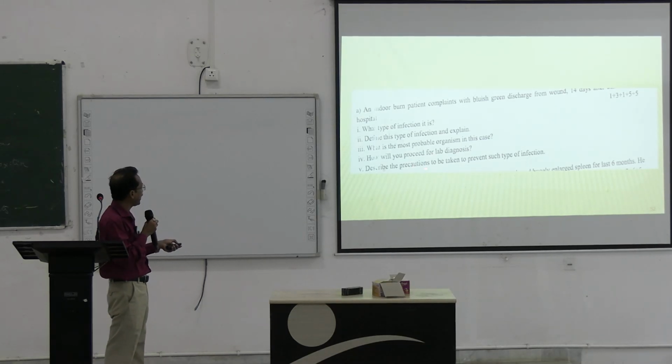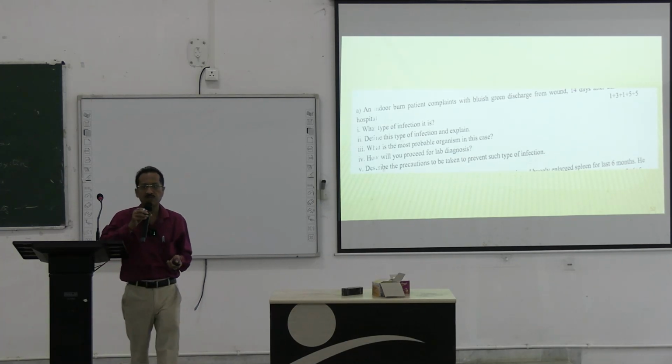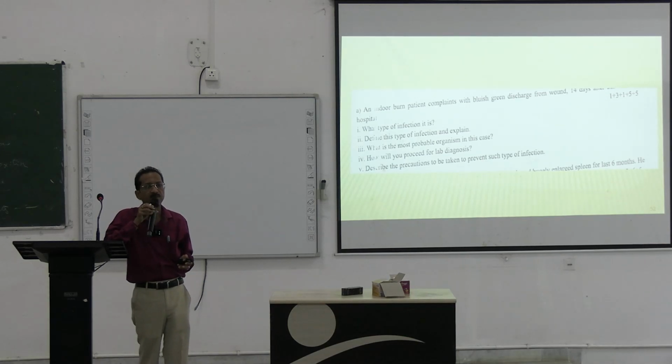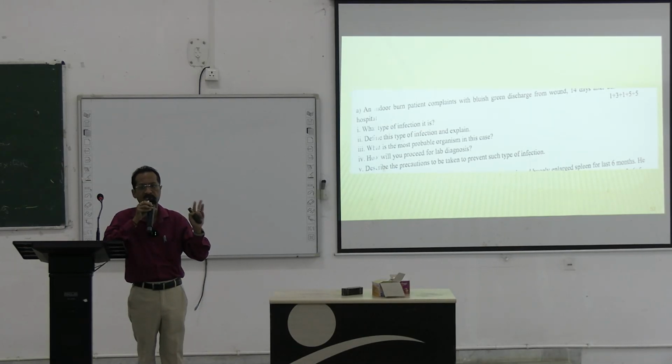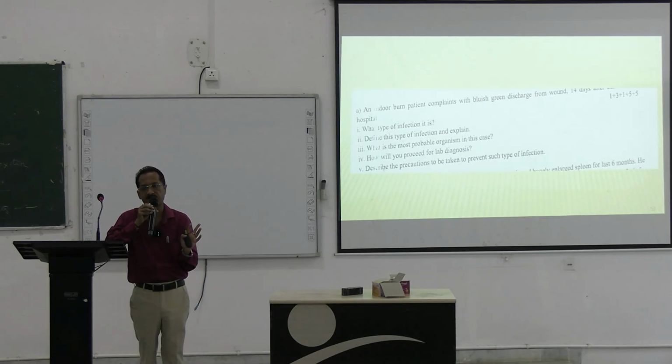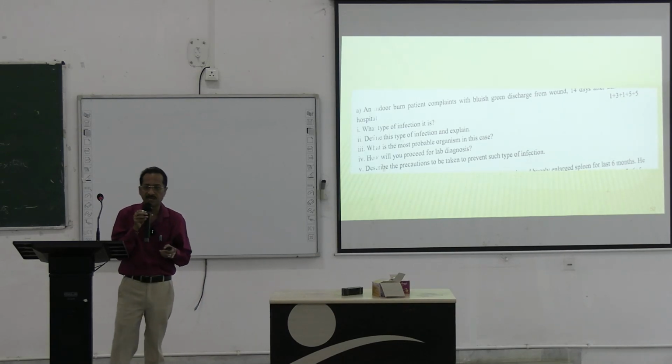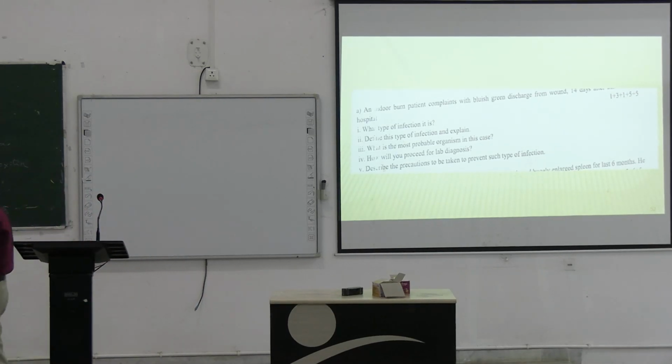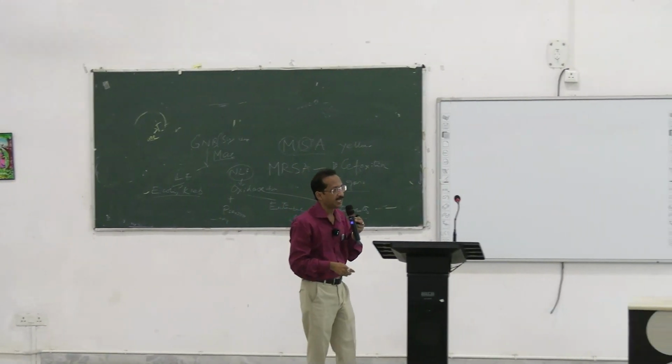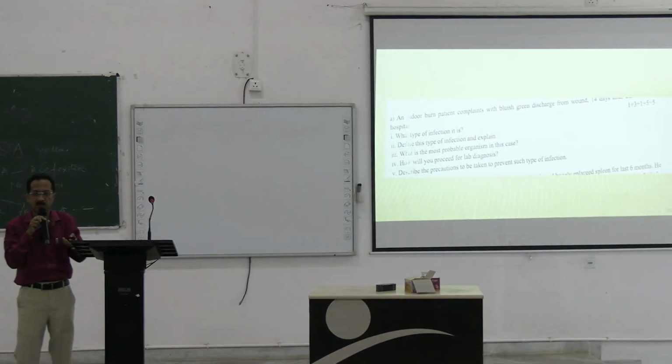So precautions to prevent such infection. কি precaution নেবে? এক হচ্ছে daily dressing of the burn wound and prophylactic antibiotic. কি prophylactic antibiotic দেবে? So what are the two most common organisms for burn infection? One is Pseudomonas, another is methicillin resistant Staph aureus. So antibiotics should be chosen so that both are covered. Either you give an anti-pseudomonal drug and the same drug can cover the MRSA also.